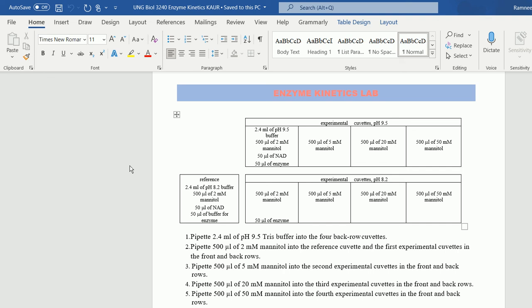And then you are going to add, in the reference, 50 microliters of that. You have to add that. The reference, you are going off the spec. And then you have these 4 cuvettes, which are at pH 9.5, and then these are the 4 cuvettes which are at pH 8.2.